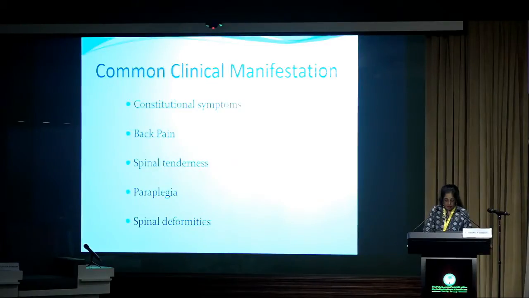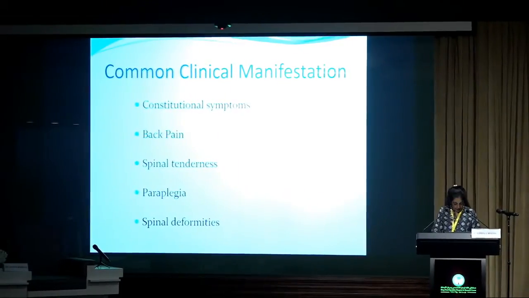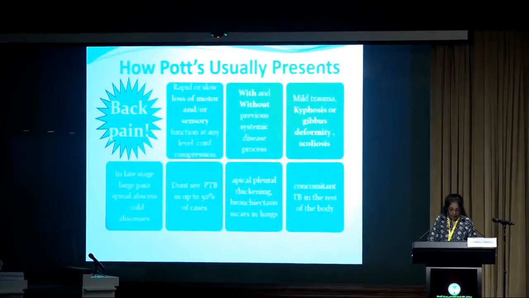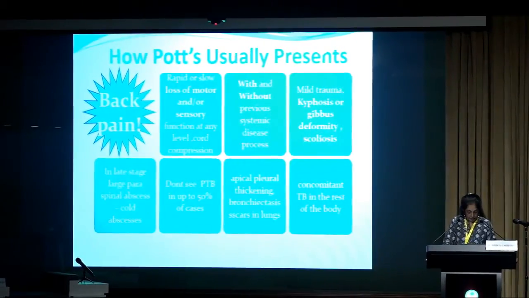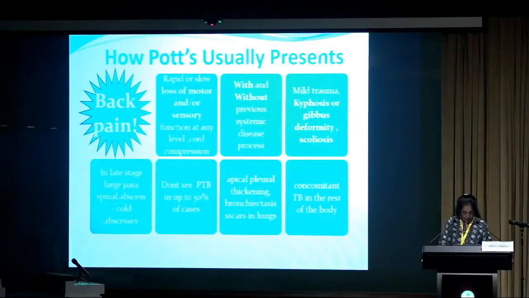The common clinical manifestations are constitutional symptoms, back pain, spinal tenderness, paraplegia, and spinal deformities. Now normally Pott's spine presents with back pain, and you can have rapid or slow loss of motor and sensory function at any level, and they can have cord compression. Then there can be previous systemic diseases, and there can be, as mentioned earlier, kyphosis, Pott's deformity, and scoliosis. Normally you don't see pulmonary TB, as mentioned earlier, in up to 50% of cases.